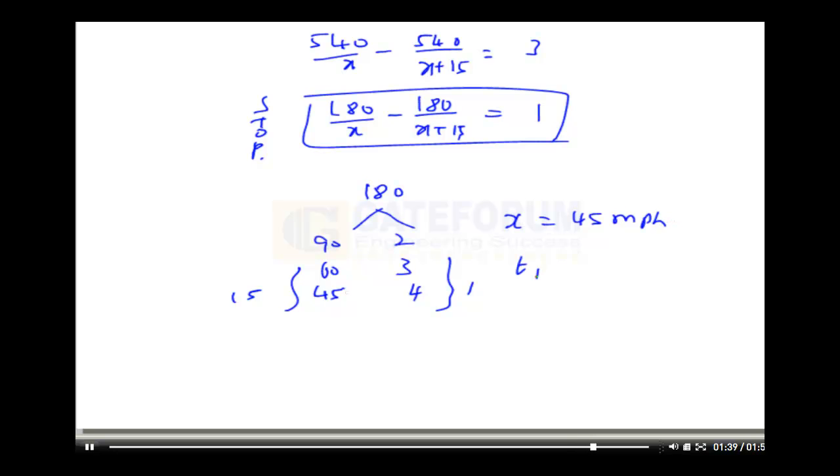And from there we have to go for the time. 540 at the rate of 45 will take 12 hours. From when? From 10 a.m. So the trains will meet at 10 p.m. in the night.